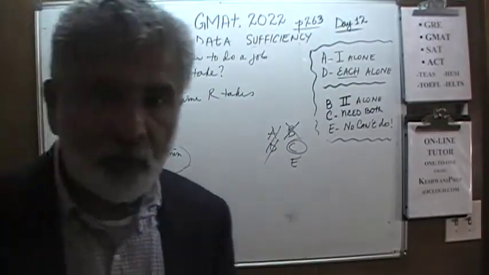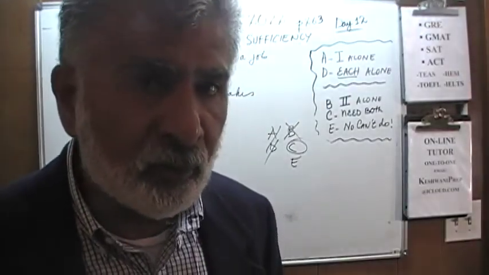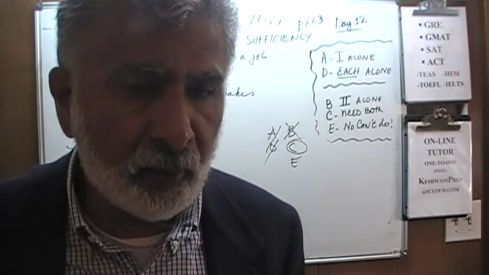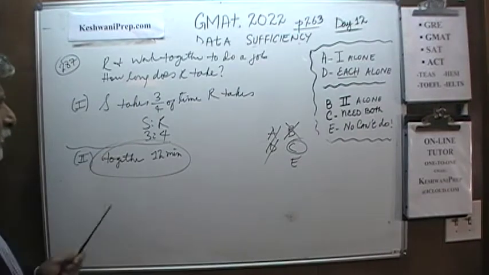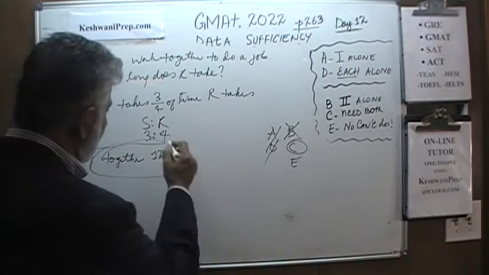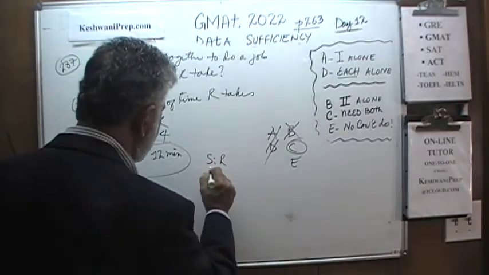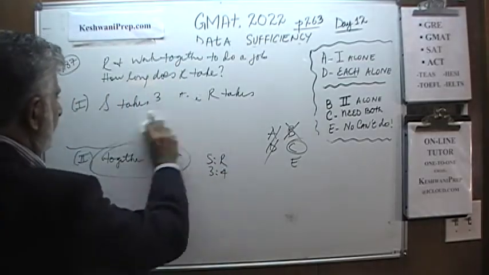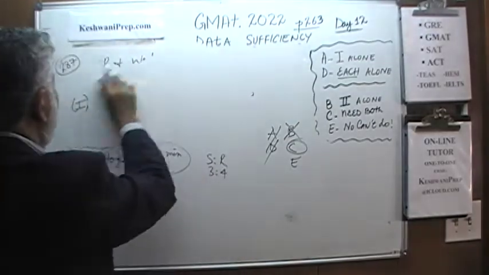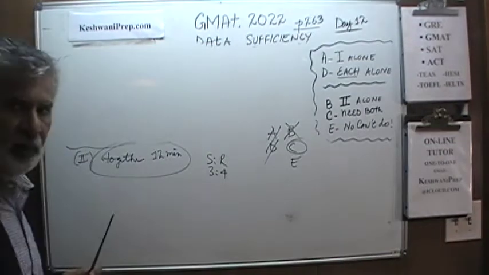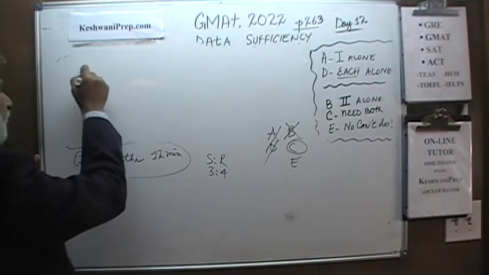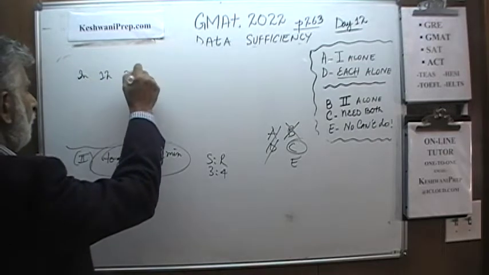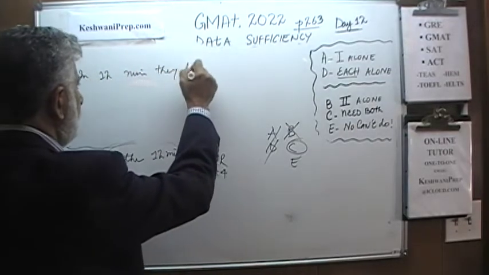For the next minute or so, for the benefit of those who are unable to see this, I'm going to show you very quickly how to figure it out. We need the room, so I'm going to do it on the top. Remember, S to R is 3 to 4. Here's the trick. We know together they take 12 minutes. In 12 minutes, they do one job.